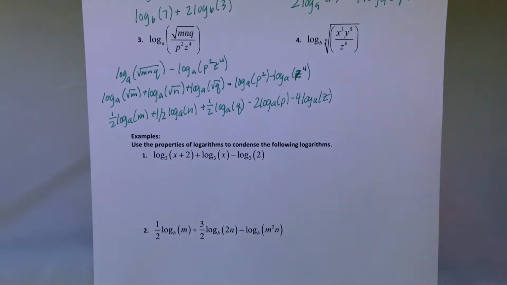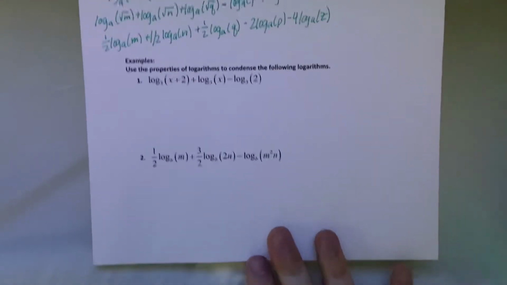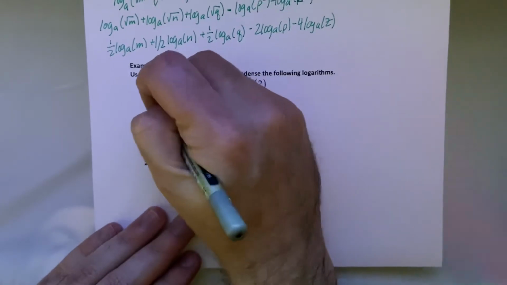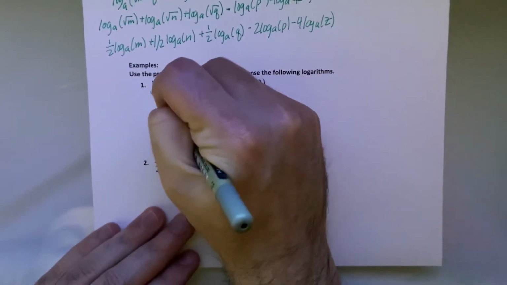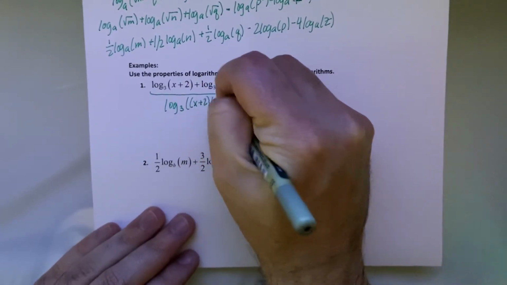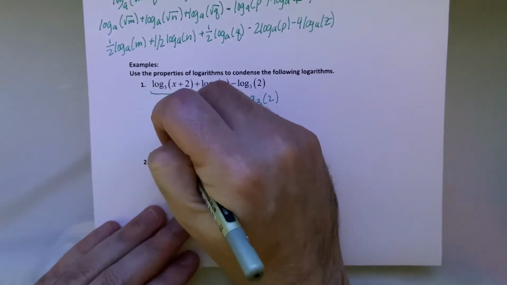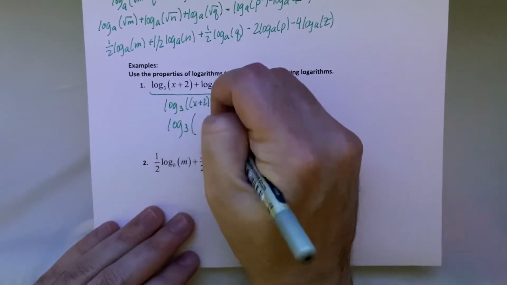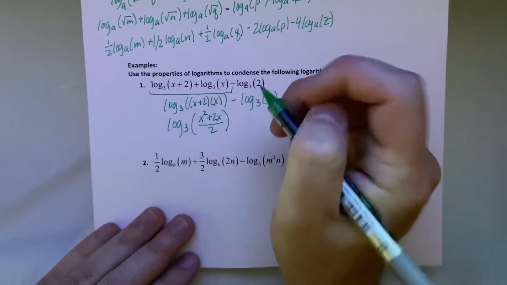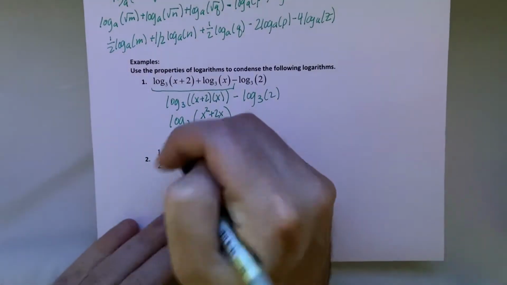Okay, so if you can expand them, you can also condense them into one logarithm using the rules going backwards. So addition can actually be multiplication inside a logarithm. So log base 3 of x plus 2 times x minus log base 3 of 2. Subtraction can become division. Log base 3, I'm going to distribute the x. This is x squared plus 2x divided by 2. And once everything's in a logarithm, you can clean up the inside, but really you're done from there.